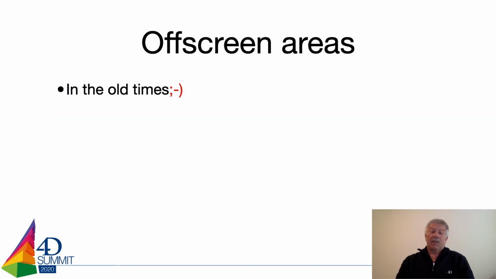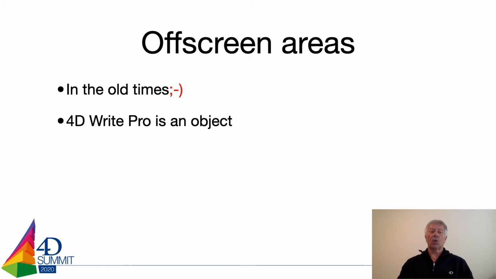Screen areas. In old 4D Write, this was easy. The plugin area was always rendered, used on screen or off screen. The advantage was you could use the same programming if the plugin was visible or not. The disadvantage was if you used the plugin area without display, it was always rendered with every modification done, so it was slow. Also, with the new 4D Write Pro, it is easy. 4D Write Pro is an object.